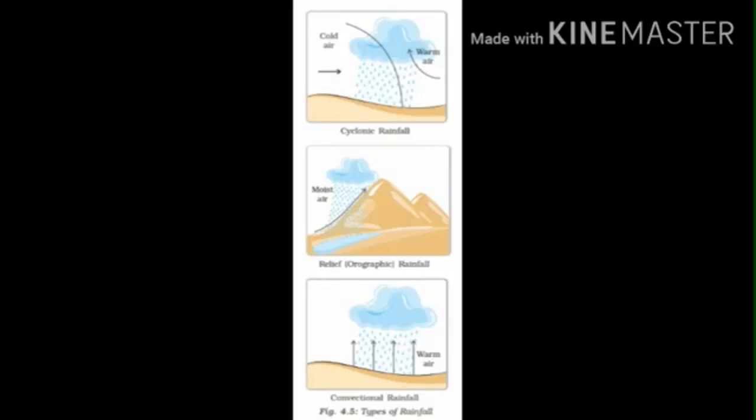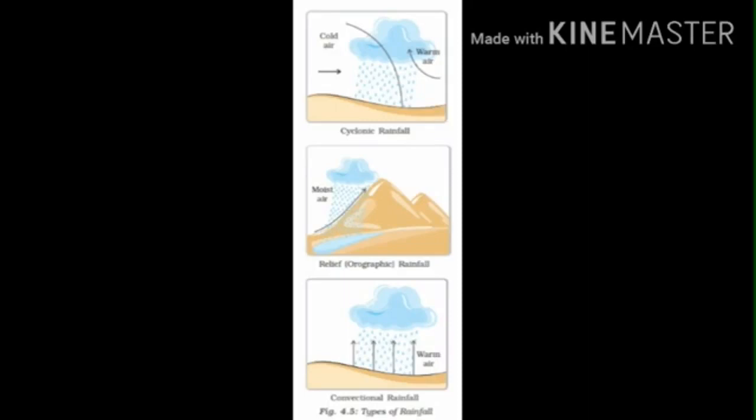Clear, children? The moisture bearing winds are forced to rise over a hill or mountain. At that time it sheds the moisture in the form of rainfall. Relief rainfall is also called orographic rainfall. Do you know that? Next one is convectional rainfall. Okay, children, what is meant by convectional rainfall? When the moist air gets heated and rises up the atmosphere, the air further expands and cools and condenses to form clouds to bring rainfall.